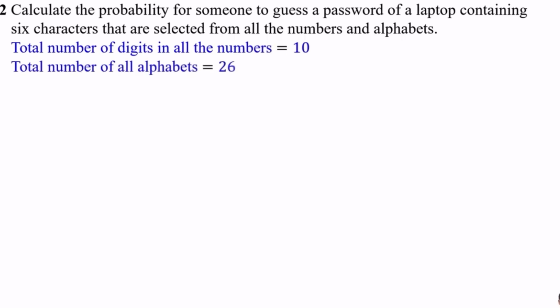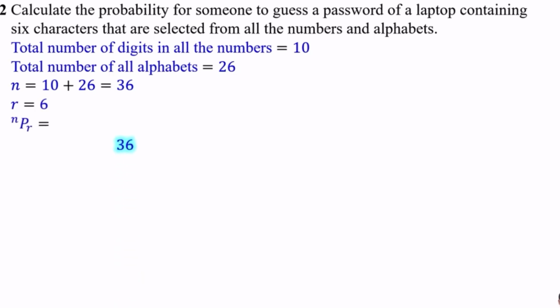For the numbers, we have 0 to 9. So we have 10 digits, right? When we want to set the password, we can choose 0 to 9. And for the alphabets, of course, we can choose A to Z. So we have 26 alphabets. So the digits and alphabets are the choices that we can use. So we have 36 choices. Out of 36, we need to choose how many? Containing 6 characters.